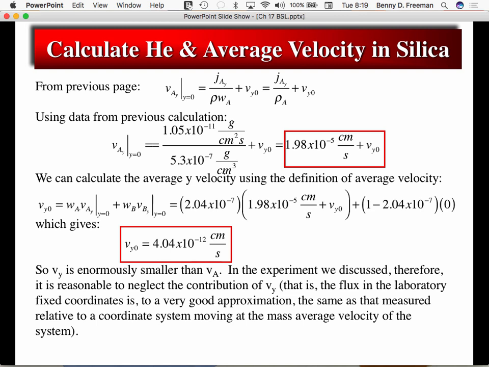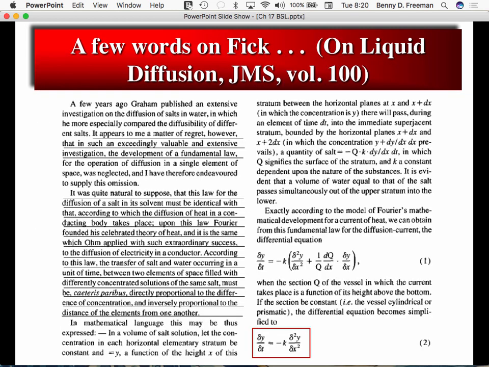And so in the experiment that we discussed, it's reasonable to neglect these types of contributions, so-called convective or frame of reference contributions, to the flux of helium through the membrane, and the corollary to that is that the flux in the laboratory fixed coordinates is a very good approximation of the diffusive flux in this system. There's essentially no frame of reference or convective effects that are of significance.